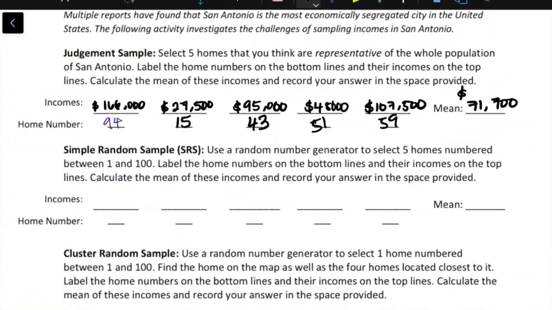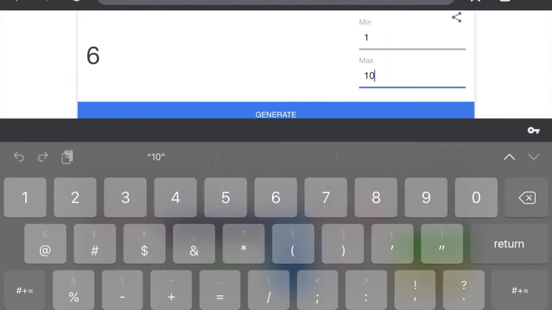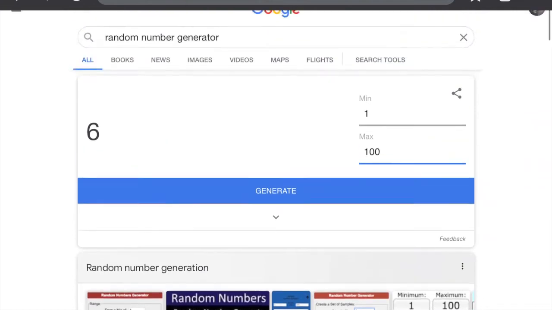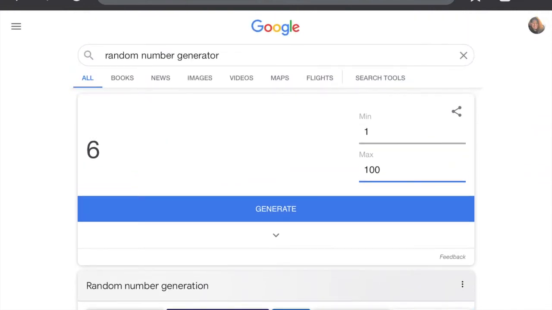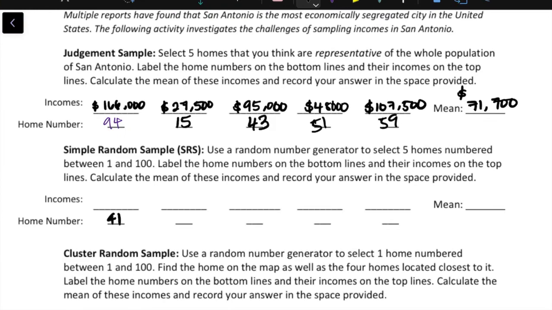So I'm going to open up a random number generator, right? And you can, of course, do this on your computer or on your calculators. I'm going to pick a number between 1 and 100, so I'm going to have to change my lower and upper bounds. I'm going to start generating. So the first number is 41. So I have number 41 right here.